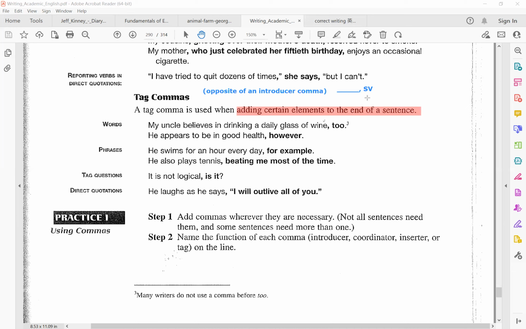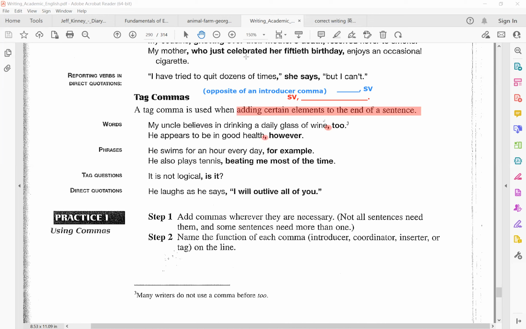of the sentence. So a tag comma would be like this: subject verb, comma, and then add a word, a phrase, or something else after. Look at the first two examples. My uncle believes in drinking a daily glass of wine, comma, too, right? This is a word. Or he appears to be in good health, comma, however.